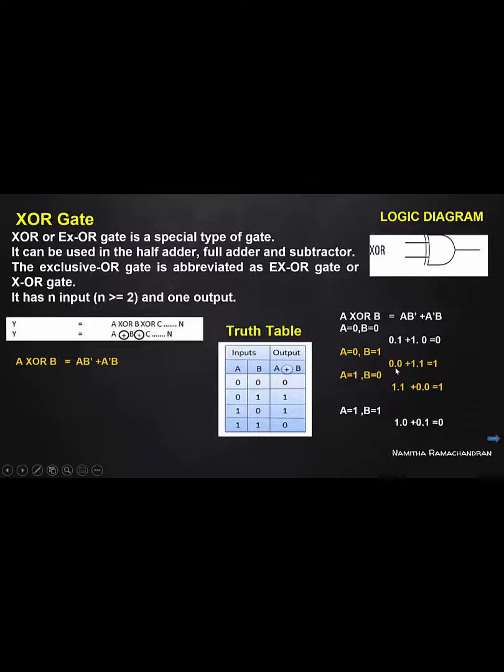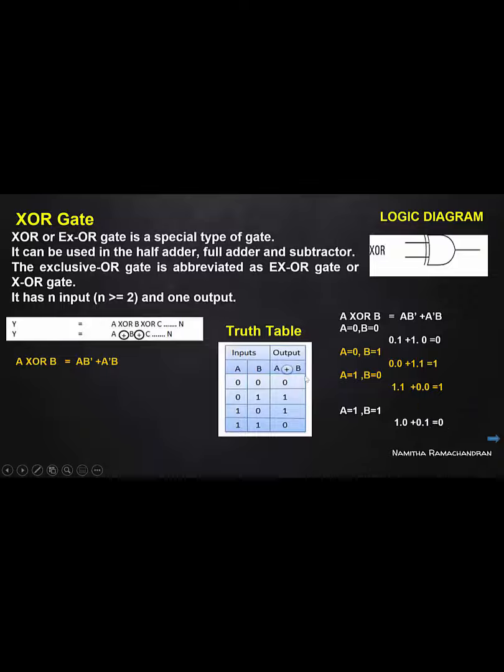A with 0, 0 and B complement. B is 1, so its complement is 0. Plus A complement is 1 and B. So 0 plus 1, plus means OR operation. 0 or 1 is 1. Again A equal to 1, B equal to 0, 1 or 0 is 1. And A equal to 1, B equal to 1, here again it generates 0.